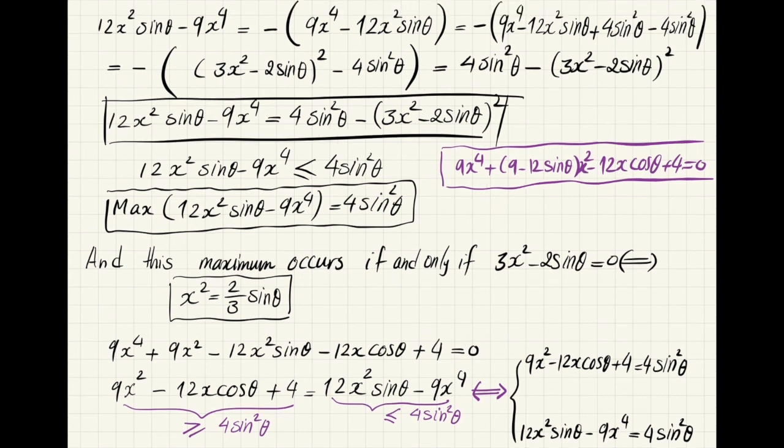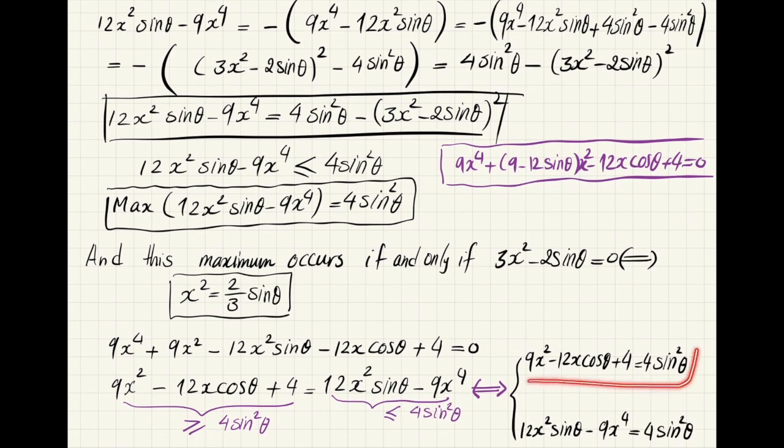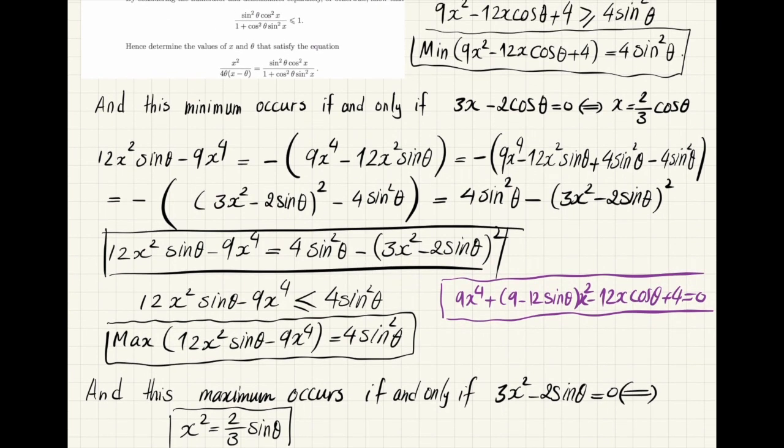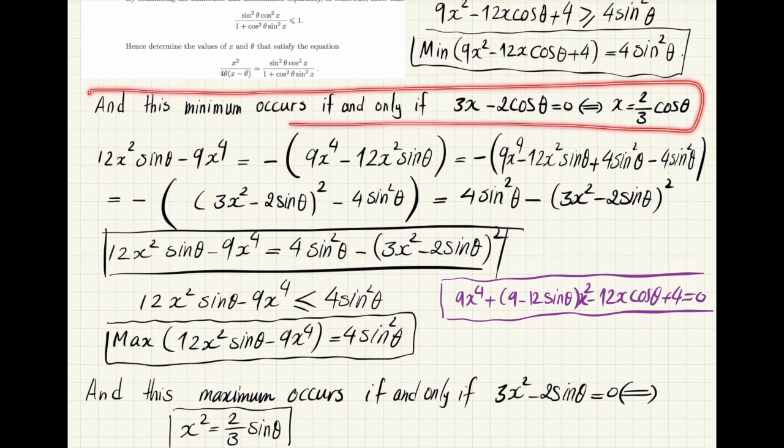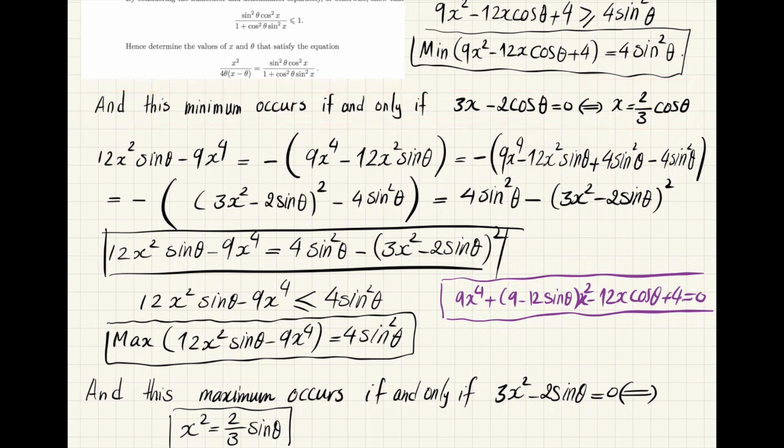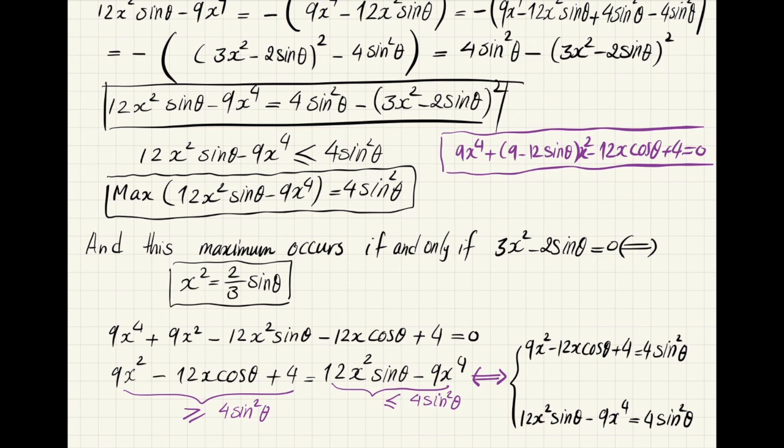But then let us go back here. So when this happens, I have written it here for you in this sentence. This minimum occurs if and only if x is equal to 2/3 of cosine theta. So here I would continue and say that this happens if and only if x is equal to 2/3 of cosine theta. On the other hand, I have just written here when this equality occurs. This equality occurs if and only if x squared is 2/3 sine theta. So I would write that the second equality happens if and only if x squared is 2/3 of sine theta.